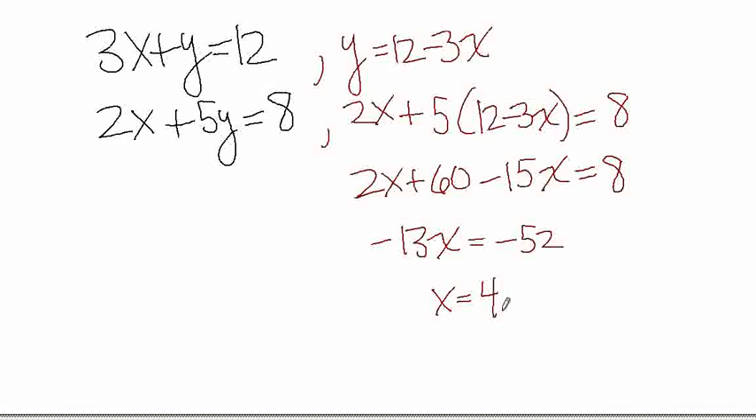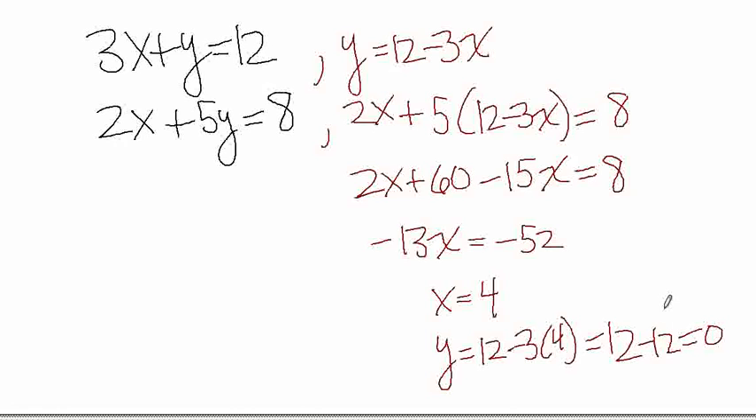Now let's replace x with 4 in the top red equation. So that will give y is equal to 12 minus 3 times 4, or 12 minus 12, which equals 0. Right? So packaging our answer, the solution to this system is 4, 0. All right? Now, would you please do this example?